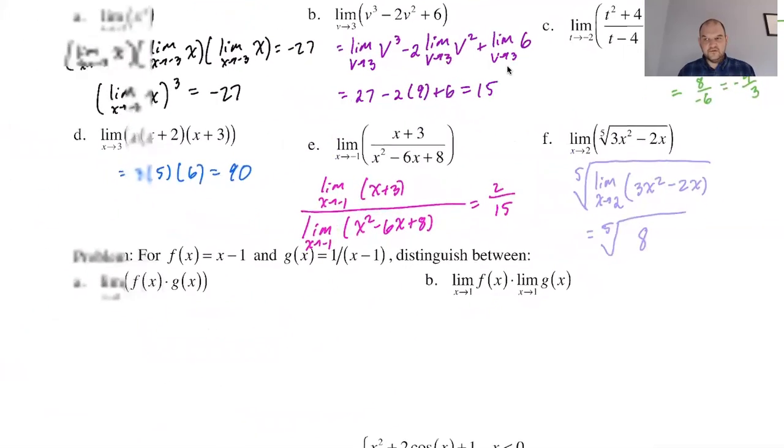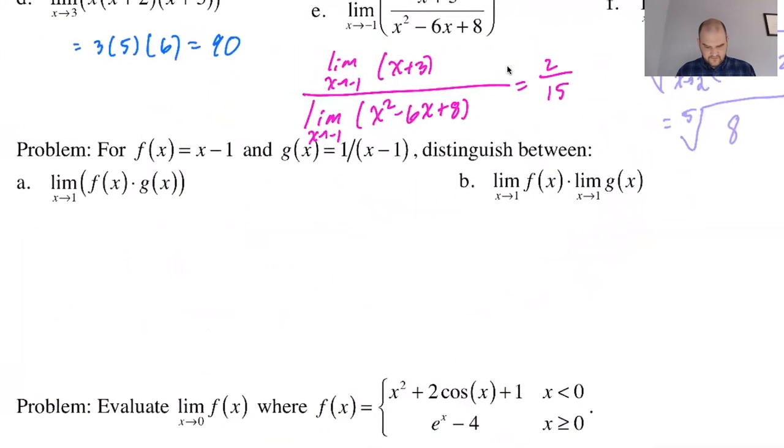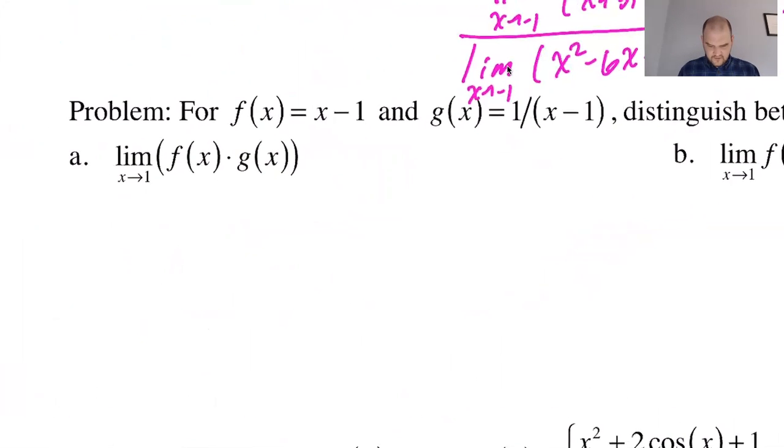All right, let's do this next question. All right, for f of x equals x minus 1 and g of x equals 1 over x minus 1, distinguish between the following limits. All right, so here we go.